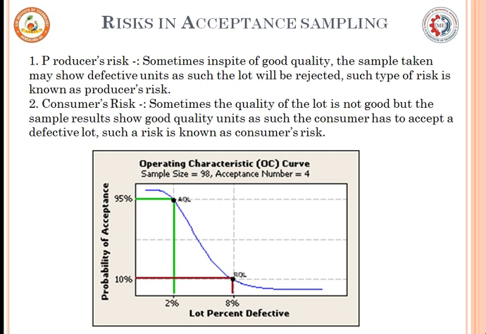Based on the acceptance sampling, here you can see what the producer's risk and the consumer's risk are. Producer's risk is, if we have good quality, the sample may show defective units such that a lot will be rejected. Such a type of risk is known as producer's risk. Consumer's risk: sometimes a lot is not good but sample results show good quality units, such that the consumer has to accept a defective lot. Such a risk is known as consumer's risk. Like this, both the producer and the consumer have risk.